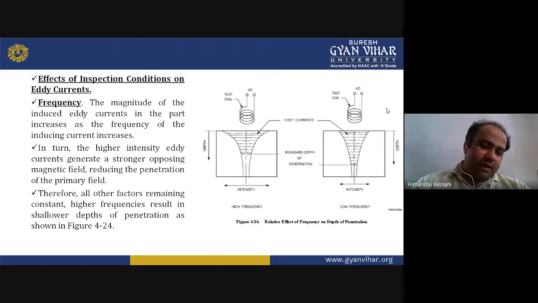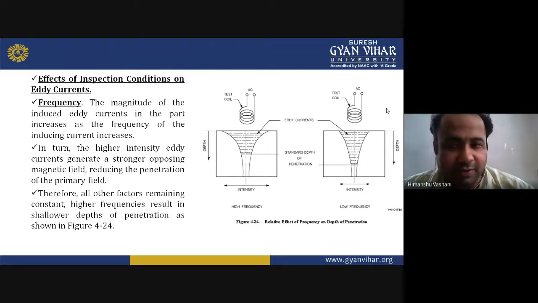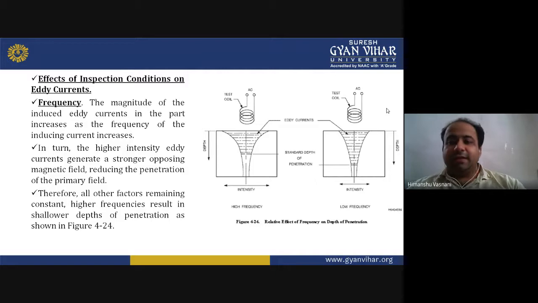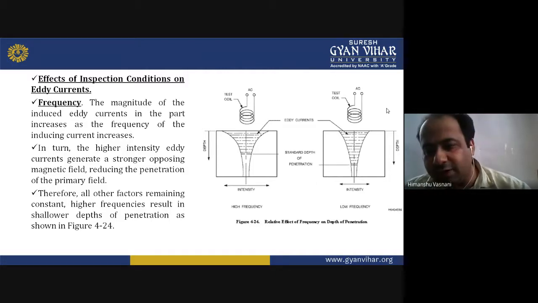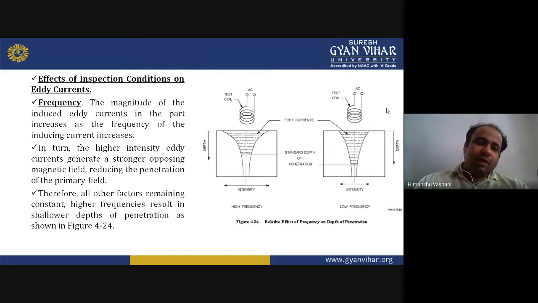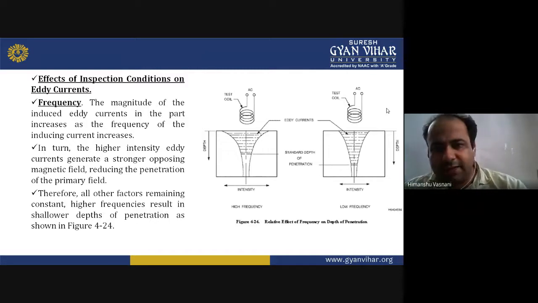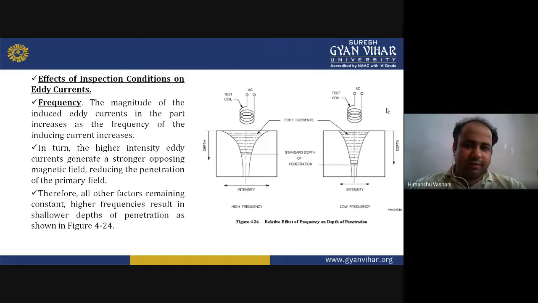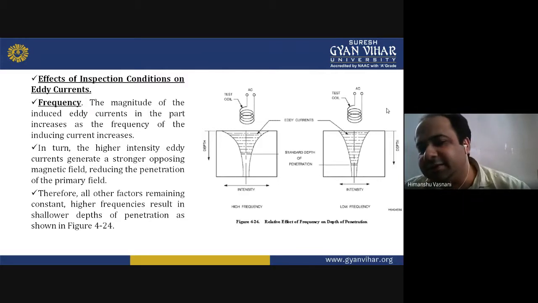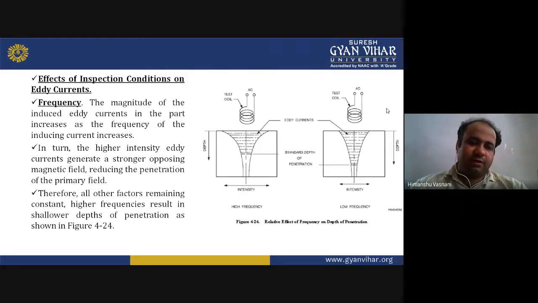Now in the first diagram on the left hand side, the depth is less, whereas on the right hand side, depth is more. On the left hand side you are given the high frequency and you have a low frequency on the right hand side. The coils are shown on the upper side, named as the test coil with AC, and you can see the eddy currents going in the workpiece.